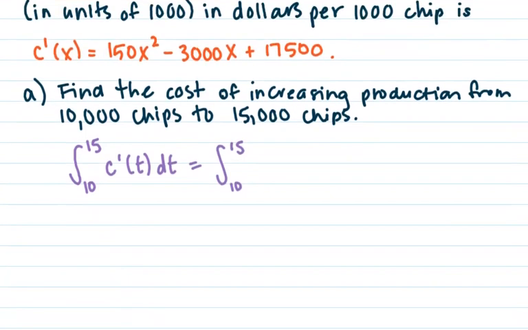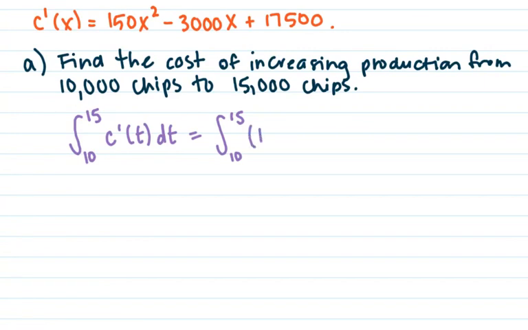Okay, which was this lovely thing. 150x squared minus 3000x plus 17,500. Oh, was it t or x? It was not t's. Trying to be consistent here. Sorry about that.